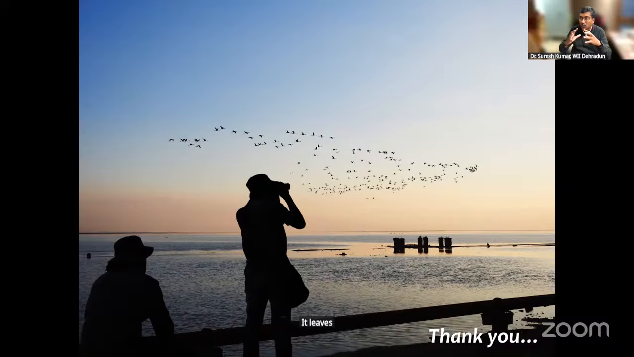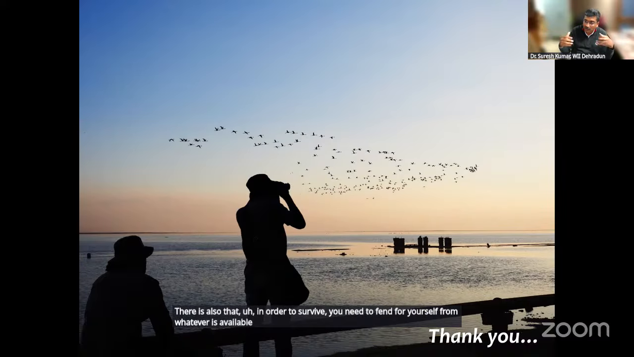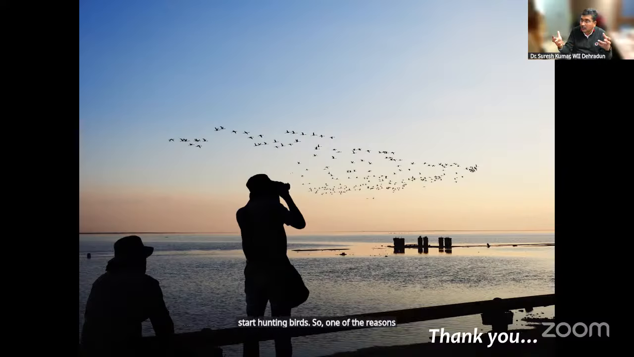it leaves a long-term effect. Okay. The first thing is political instability, and it's a time of, basically, a time when there is no rule of law. There is also that in order to survive, you need to fend for yourself from whatever is available. So many people will start hunting birds. So one of the reasons for the Siberian crane, the population of Siberian crane that used to come to India, is primarily because it was all shut off while on the journey through Afghanistan and Pakistan.